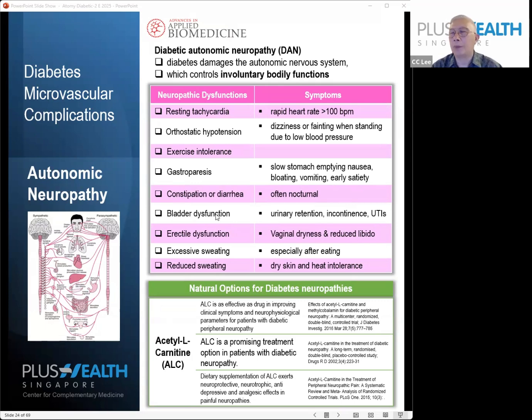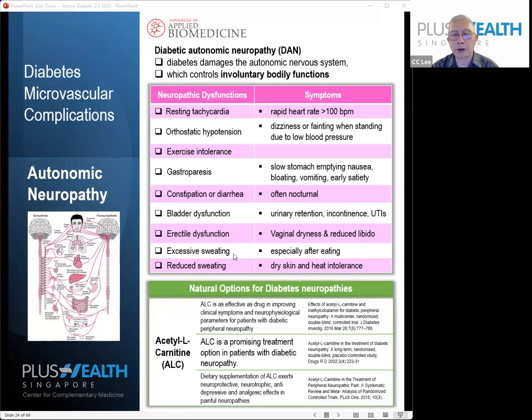So more importantly, a more common one is actually people who have bladder dysfunction. Now, urinary retention, incontinence, and so on and so forth. Also, it affects your sexual function itself, right? It can also cause excessive sweating. And this is your body's loss of control of the autonomic nervous system.